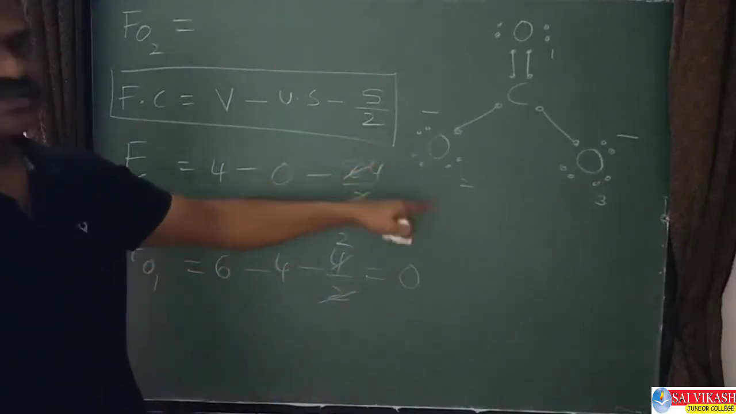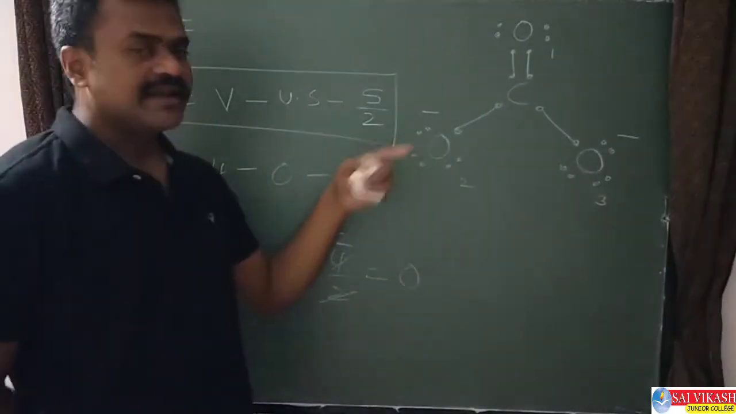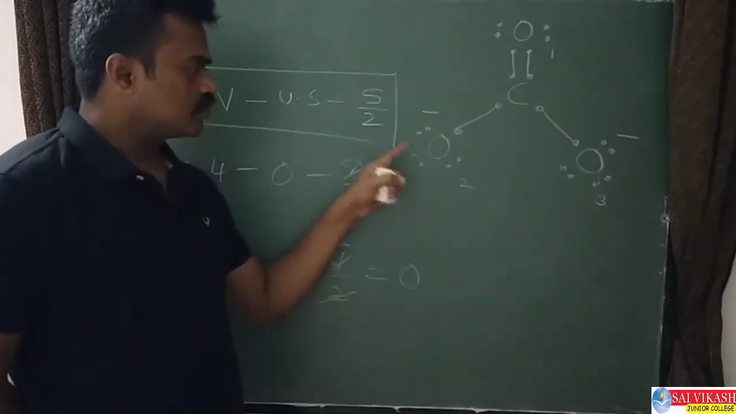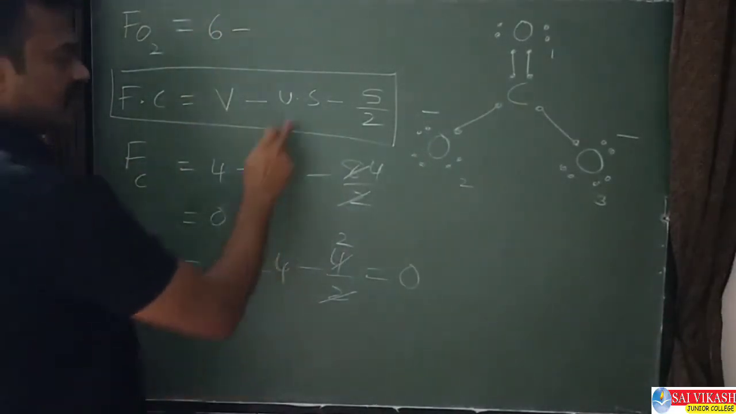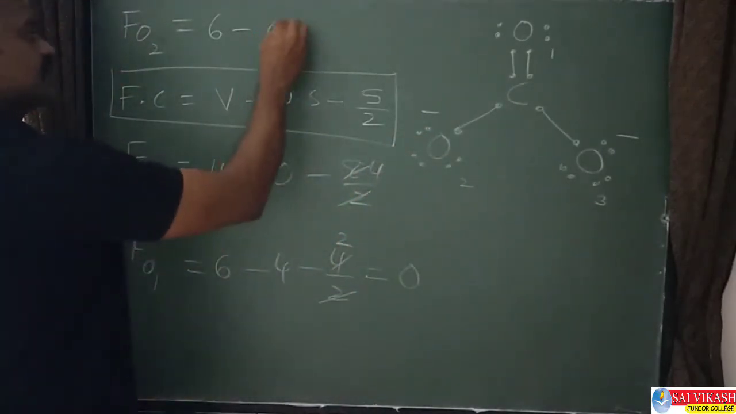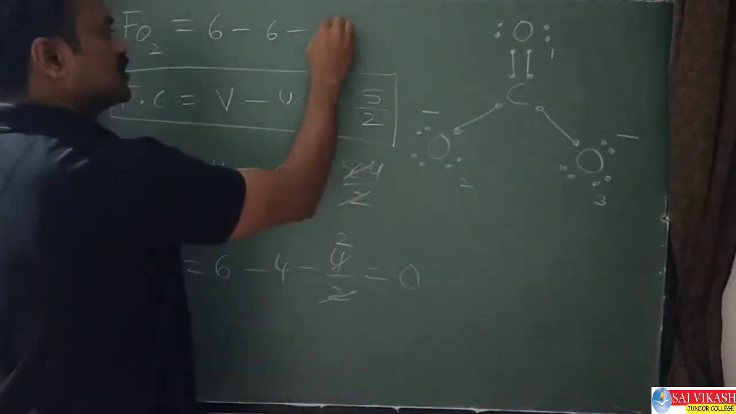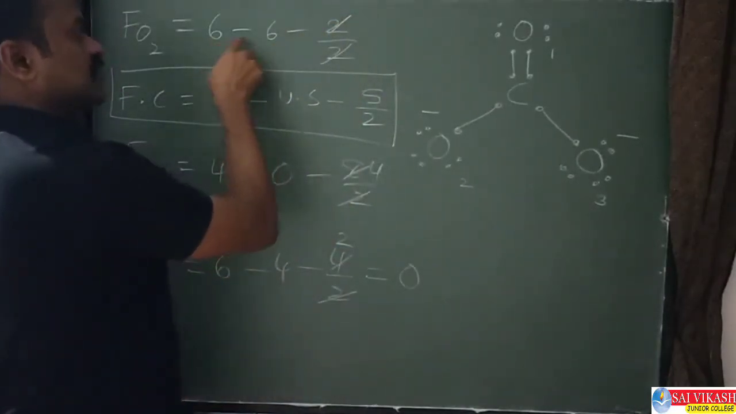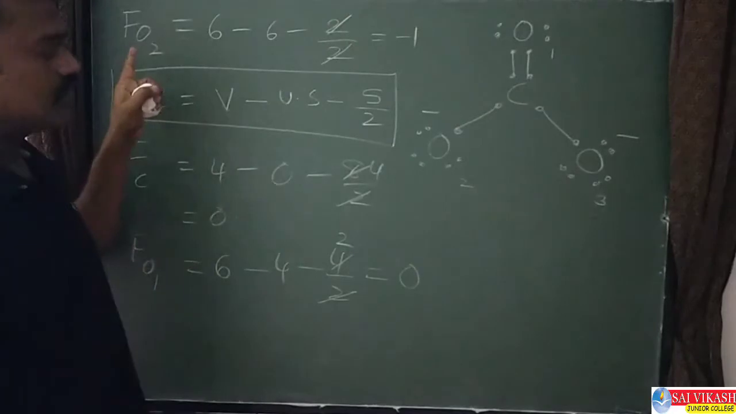That's why oxygen has 6 electrons only on its own. This O minus means an extra electron is gained. That's why the O negative charge is shown. So totally 6 valence electrons only are there. So 6 minus number of unshared. How many? 1, 2, 3, 4, 5, 6 unshared. 6 unshared minus number of shared electrons. How many? 1, 2. 2 shared electrons divided by 2. So how much is it? This is 1. So 6 minus 6 is 0 and minus 1. Totally minus 1 is coming. This is the formal charge of oxygen 2.